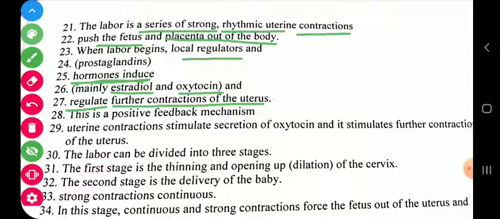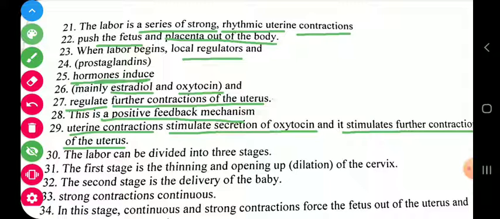This is a positive feedback mechanism. Uterine contractions stimulate secretion of oxytocin. And oxytocin stimulates further contraction of the uterus. That's why we call it positive feedback.